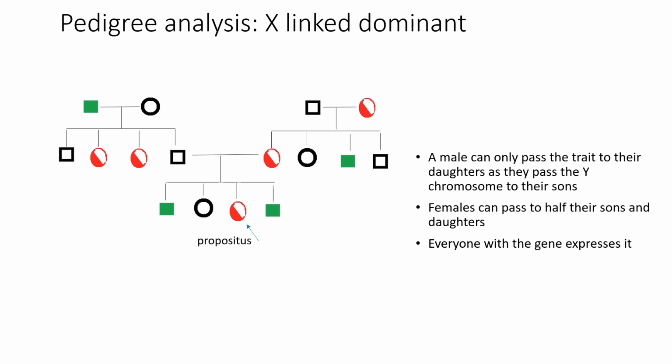Pedigree analysis, X-linked dominant. The trait is carried on the X chromosome. Women have 2 copies and males have 1. As you can see, on the left side, the father can only pass the trait to his daughters. He will pass it to all of his daughters.